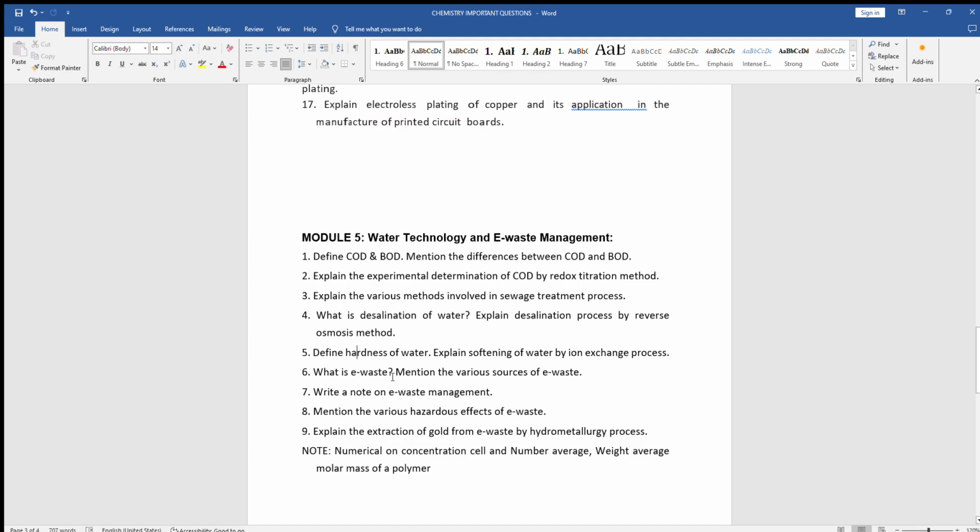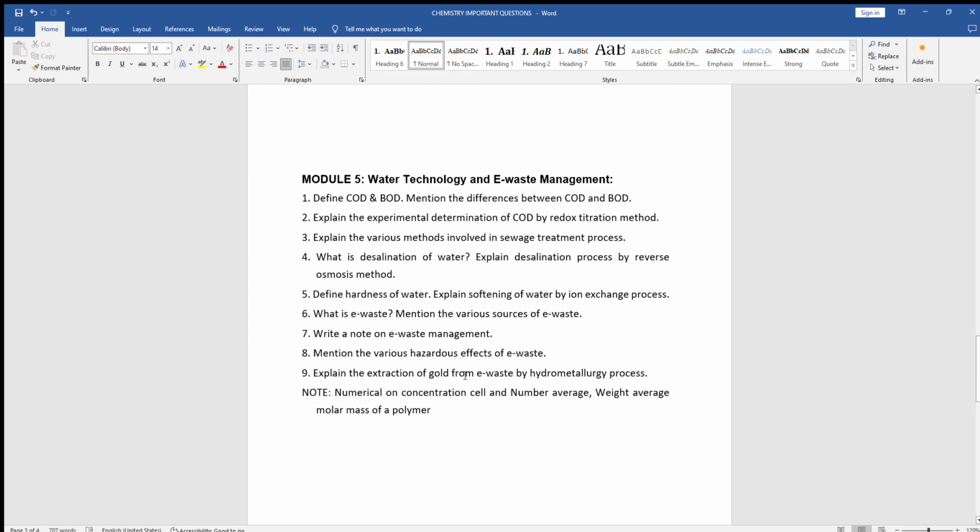Sixth one, what is e-waste? Mention the various sources of e-waste. Seventh one, write a note on e-waste management. Eighth one, mention the various hazardous effects of e-waste. Ninth one, explain the extraction of gold from e-waste by hydrometallurgy process.